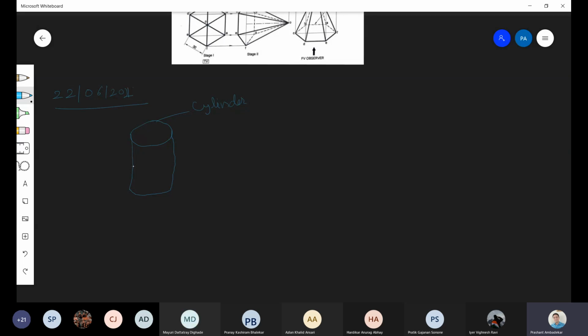Okay. Now what is this? This is called the base of the cylinder. So how many bases are there? There are two bases. This is also called a base. This is also called a base. So there are two bases.